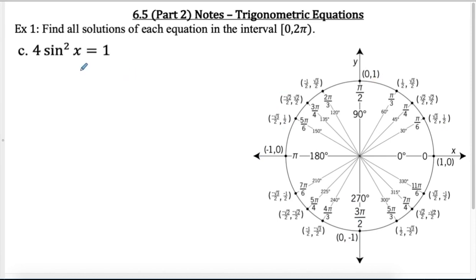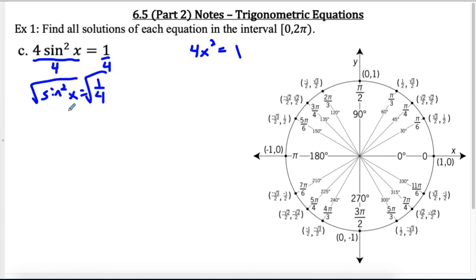I've got 4 sine squared of x equals 1. There's two different ways to solve this, just in the same way that there would be two different ways to solve 4x squared equals 1. I could divide both sides by 4 and take the square root, which I think is probably the easier way, so we'll end up with sine squared equals 1/4. I would then take the square root of both sides.